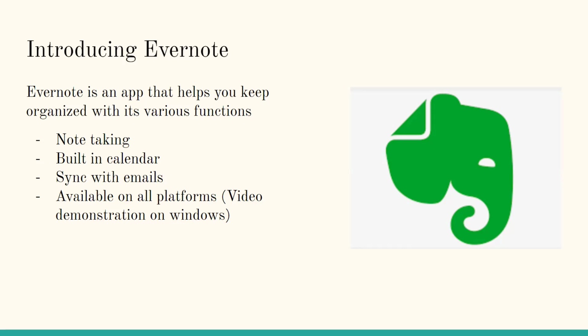The third point is syncing with my emails. This is really important to me because I'll get emails about whether it's something going on at ASU or scholarship information or even extracurriculars. That's something that I usually have to go to my email and then manually input into my calendar or whatever I track my daily activities with. But with Evernote, there's a function that lets you sync it with your email. So I have it synced with my personal and my ASU email.